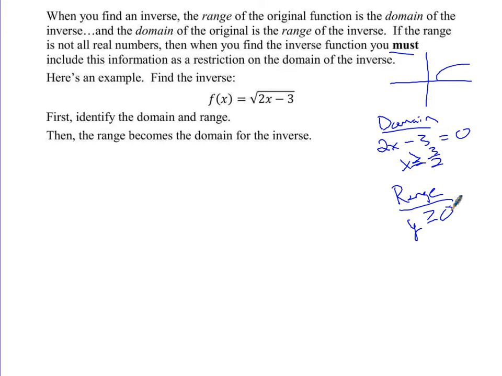Okay, so we want to find the inverse. We identified the domain and range already of our function. So now it says then the range becomes the domain for the inverse. So that means for my inverse function, the domain will be what?